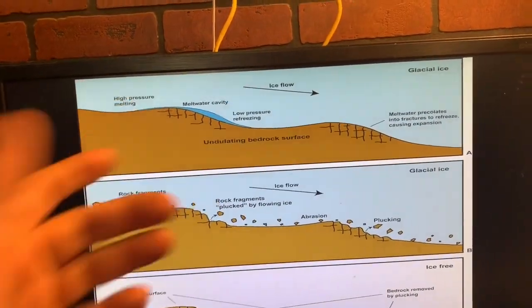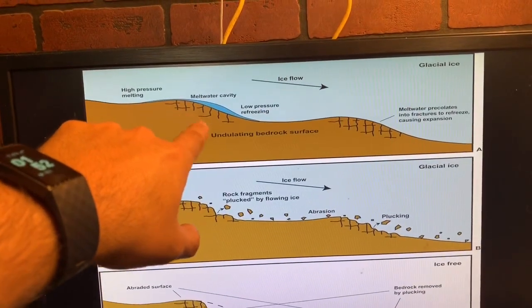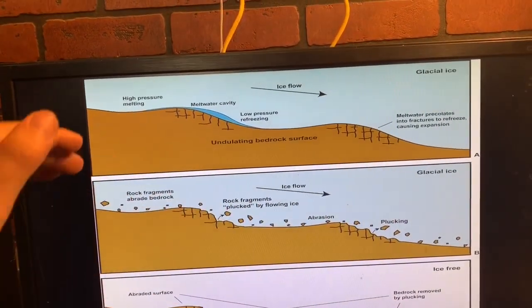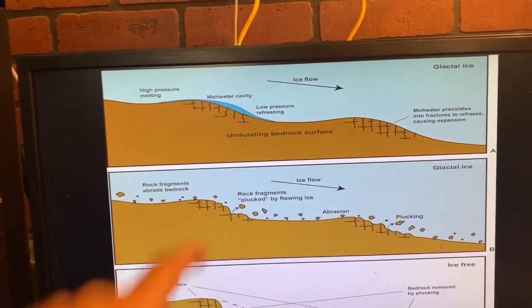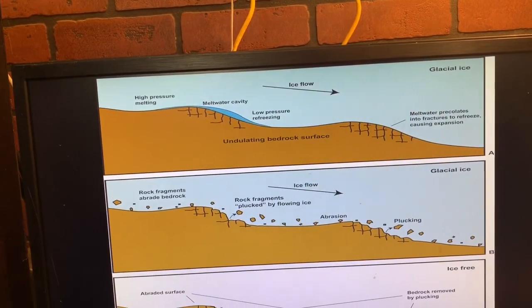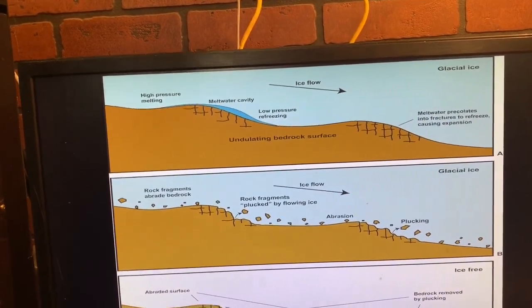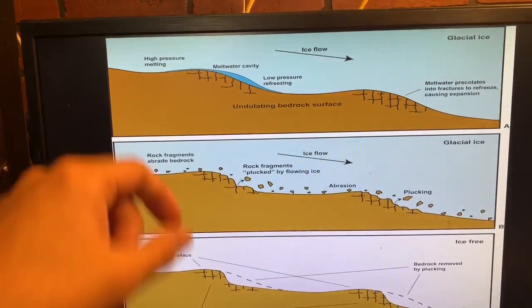Now, the bedrock's naturally going to have cracks in it. We talked about this before. You get all sorts of cracks happening here and here and here. As the glacier moves over that, some of the friction is going to cause some of the water to melt. When that water melts, it's going to enter the cracks. It's going to fill those cracks, but it's surrounded by ice. So what's going to happen? It's going to freeze. When it freezes, it's going to cause those cracks to expand.